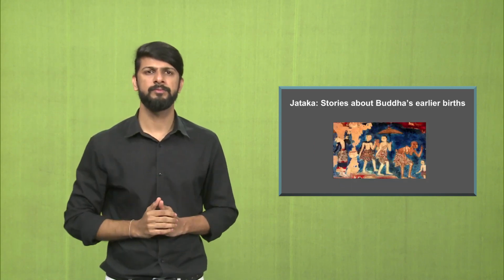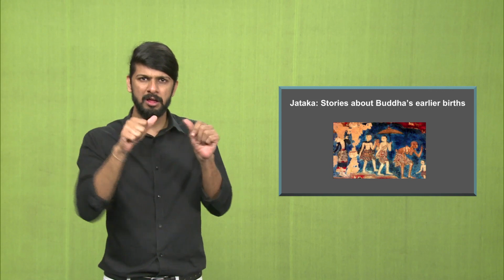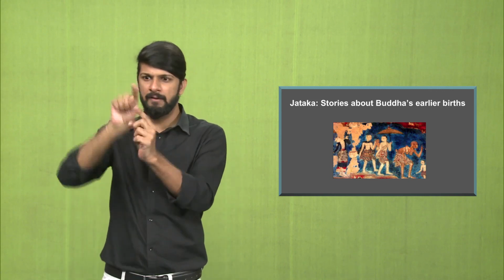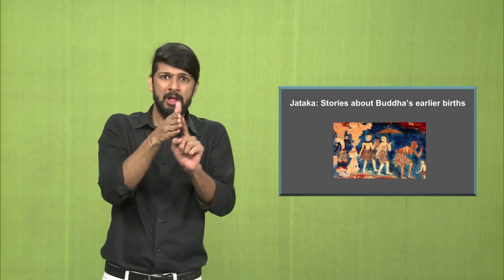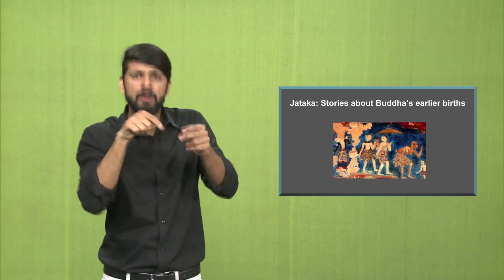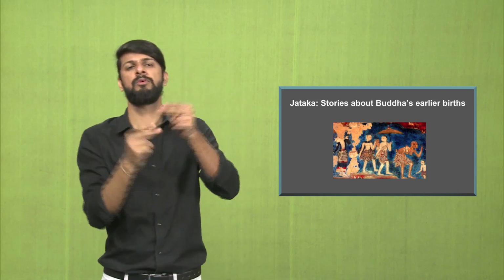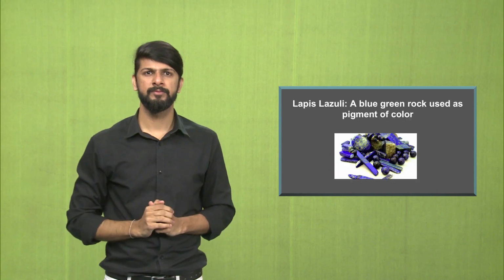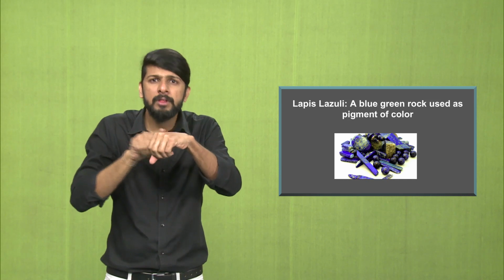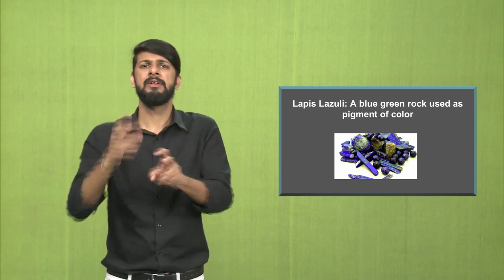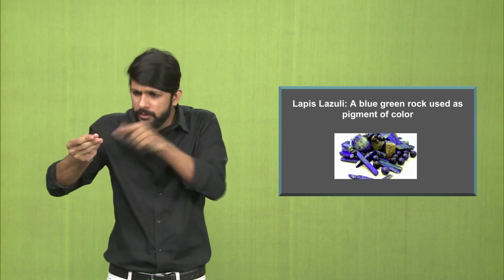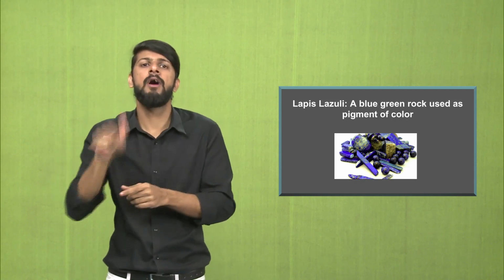New words: Jataka. Jataka are stories about Lord Buddha's earlier births. Lapis lazuli is a kind of stone which is both blue and green in color mixed, and these are used as pigments for color.